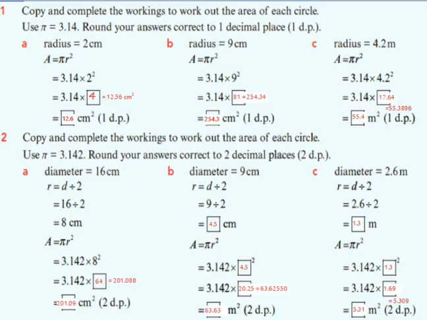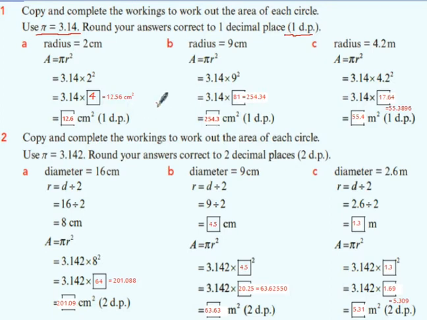Now a simple question, complete this working. They have given pi as 3.14. When they give you pi 3.14, please don't dare to use a calculator, because the calculator will give you a wrong answer. They are asking the answer up to 1 decimal place. So be careful. You have to write your answer and round off to 1 decimal place.